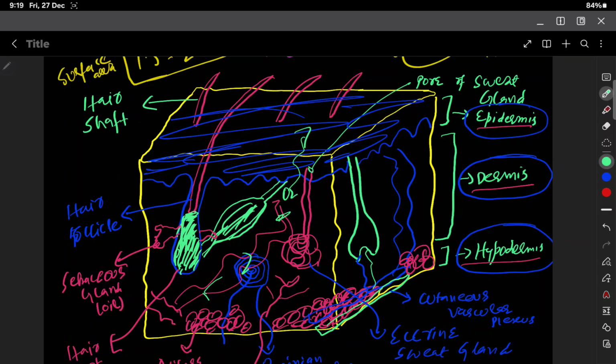And what is present in the epidermis? There are pores of the sweat glands. You can see it's a sweat gland, and this is the pore which is present here. The shafts of hairs are also present in the epidermis, and pores of sweat glands are present here.